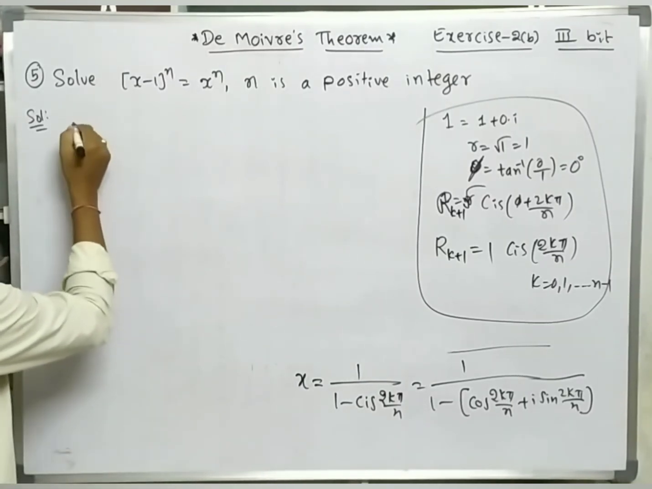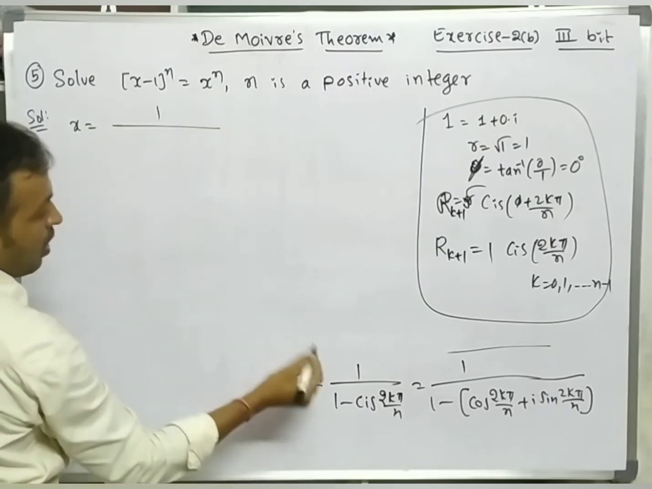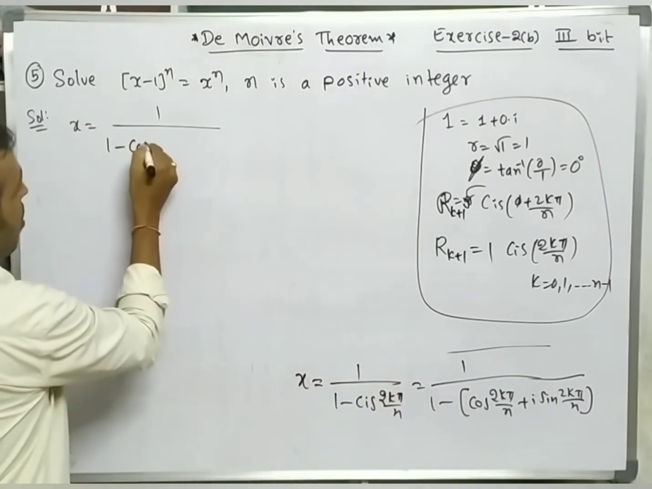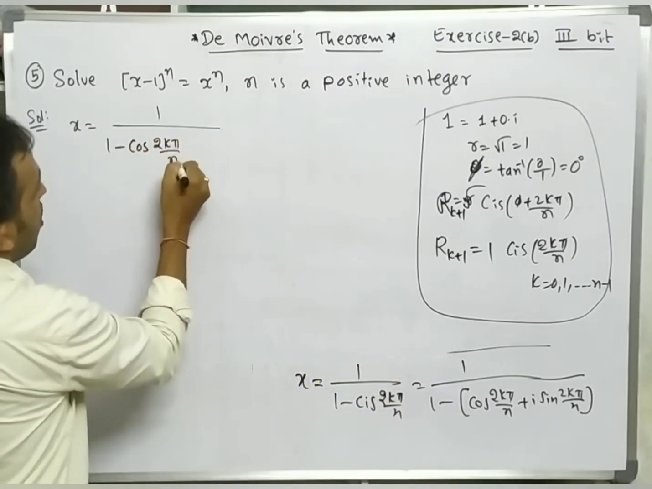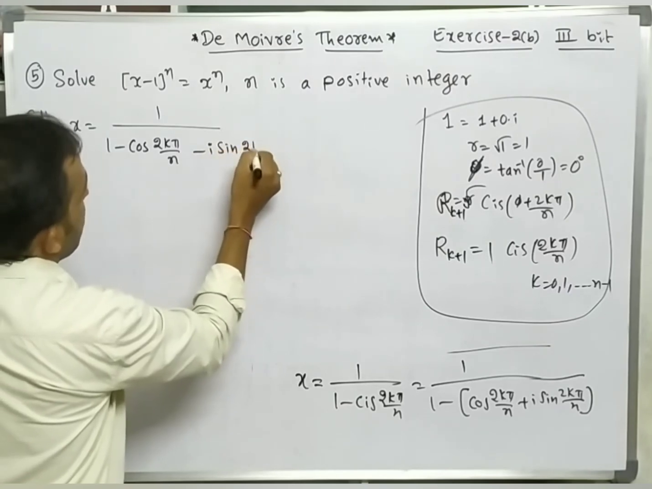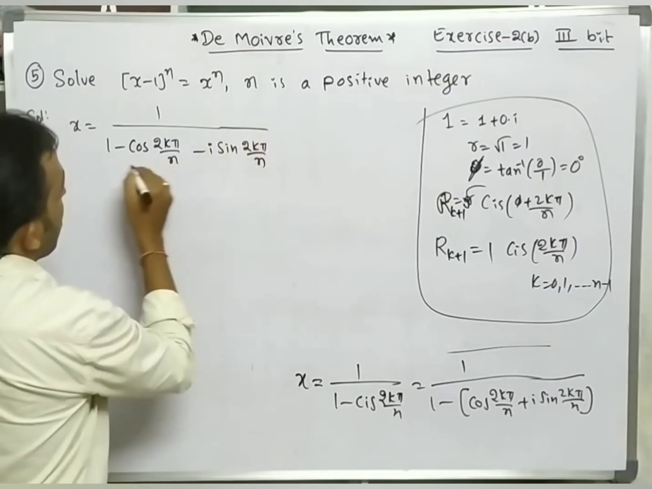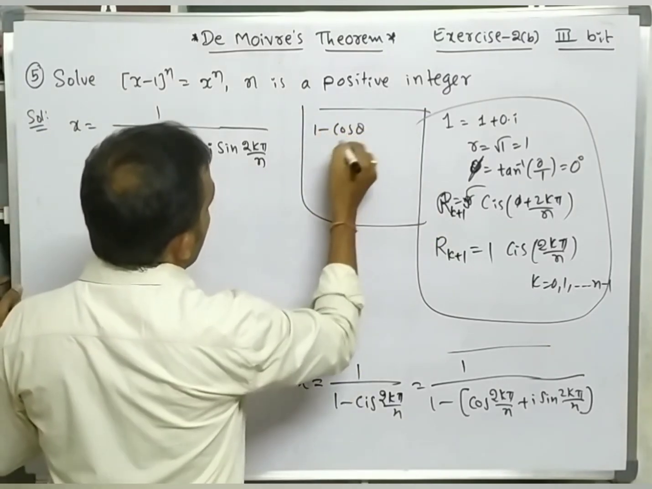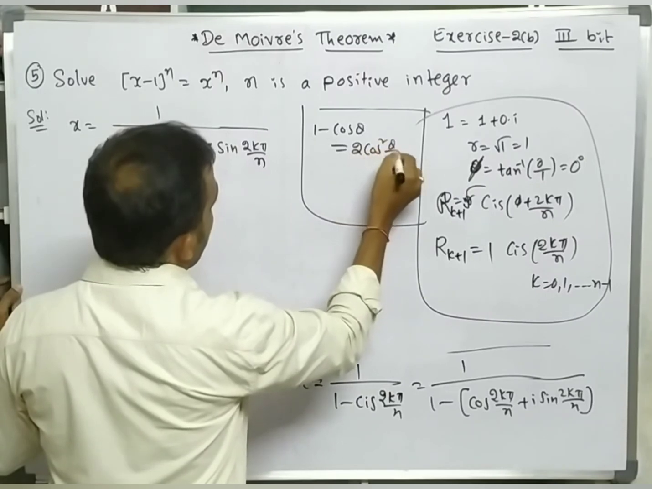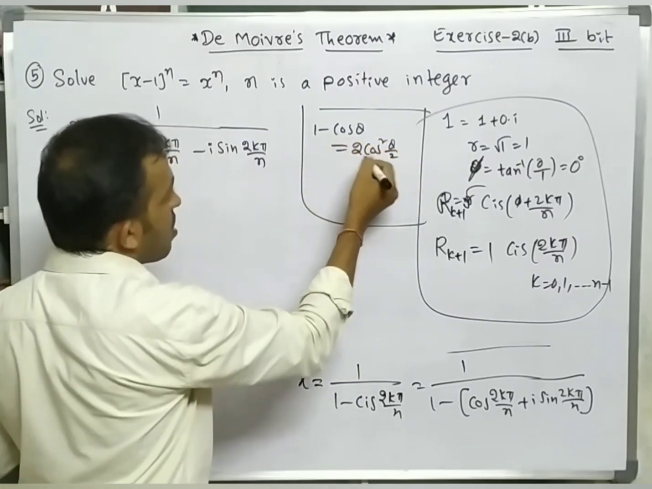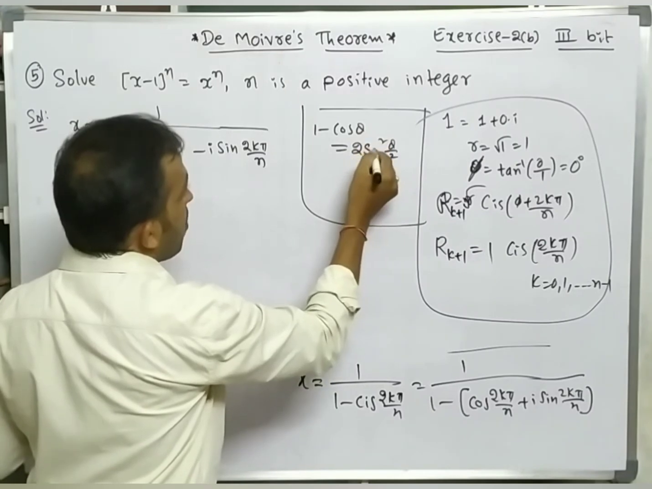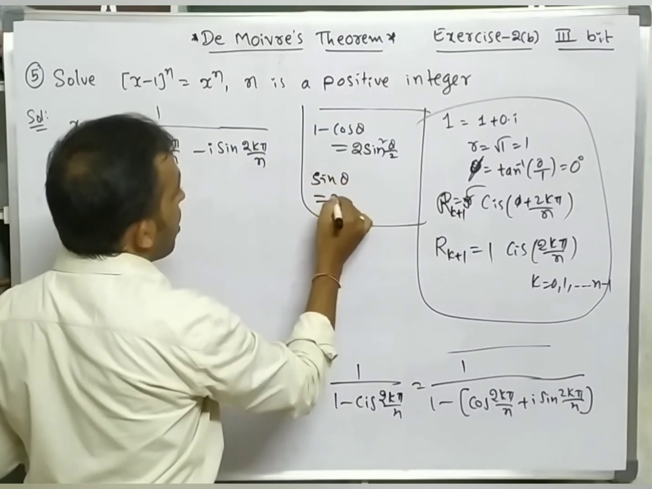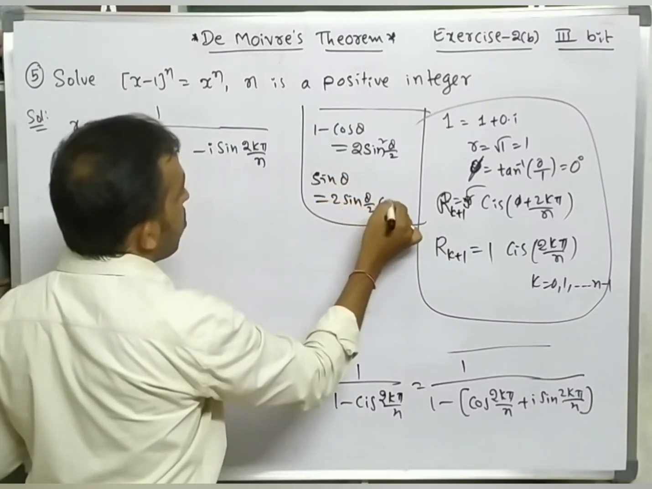Now finally x is equal to 1 by 1 minus, multiply the two terms, that is minus cos 2k pi by n minus i sin 2k pi by n. Okay, so we have a formula in trigonometry: 1 minus cos theta is equal to 2 sin square theta by 2. In the previous problem we used 1 plus cos theta is equal to 2 cos square theta by 2. And sin theta is equal to what? 2 sin theta by 2 cos theta by 2.